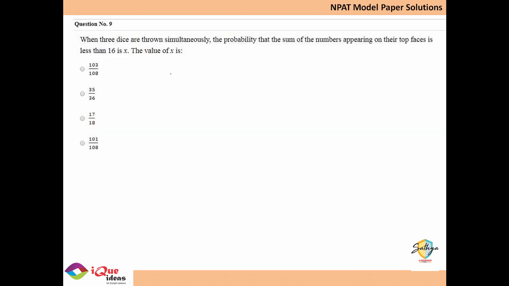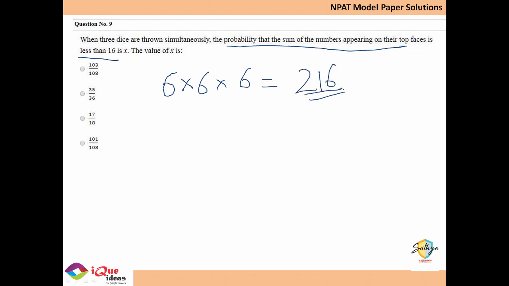Ninth one. When 3 dice are thrown simultaneously, what is the probability that the sum of the numbers is less than 16? When 3 dice are thrown, each die can have any one of 6 outcomes. So the total number of possible outcomes is 6 into 6 into 6, that is 216. So I have got my denominator. Now I need the probability that the sum is less than 16. So 1 minus the probability of greater than or equal to 16 will give me the answer.